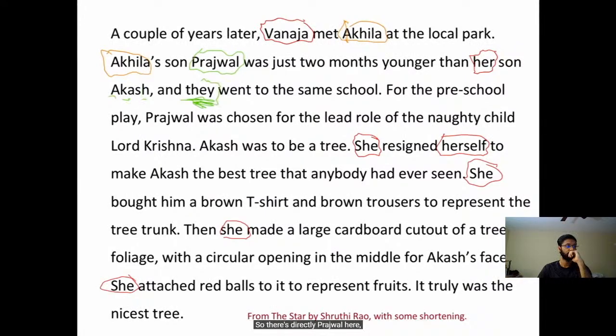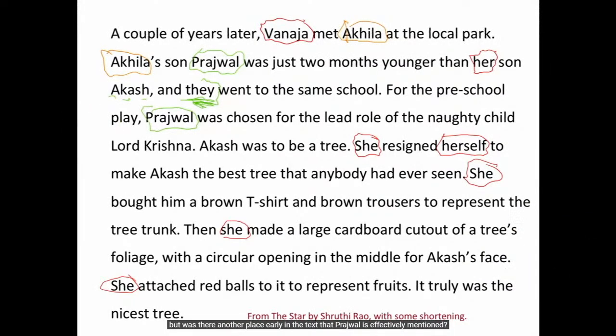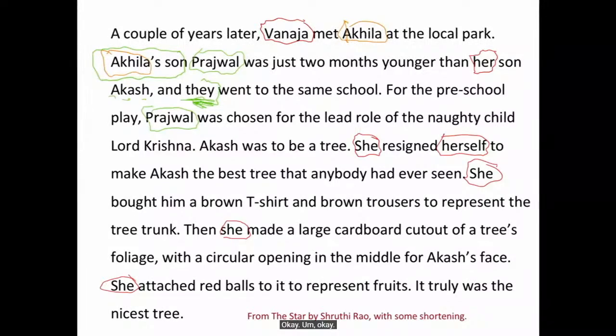But okay, there's this "they" that's kind of half Prajwal. There's directly Prajwal here, but was there another place early in the text that Prajwal is effectively mentioned? Yeah, so Aquila's son is really another mention of Prajwal, right? Okay. Any other mentions of Prajwal? Maybe not. Okay, do we go on? Who's the next entity?